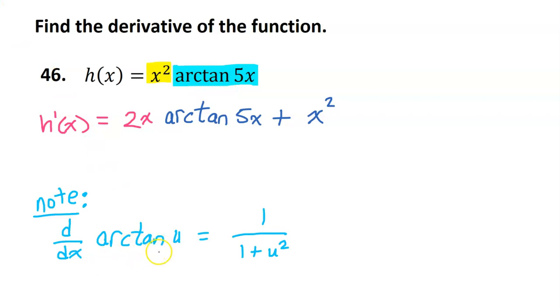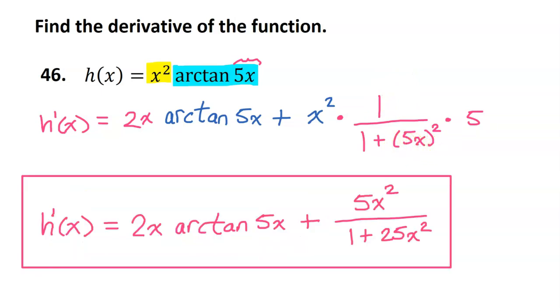Remember that the derivative of arctangent u is 1 over 1 plus u squared, except because of the chain rule, we have to multiply by u prime. In this case, u is 5x. So the derivative is 1 over 1 plus 5x squared. And then because of the chain rule, we have to multiply by the derivative of 5x, which is 5. On the next step, I'm going to put the 5 and the x squared in the numerator, and I'm going to go ahead and square 5x, so you will see 25x squared. So that's it for number 46.